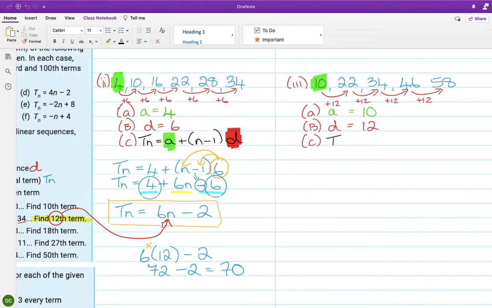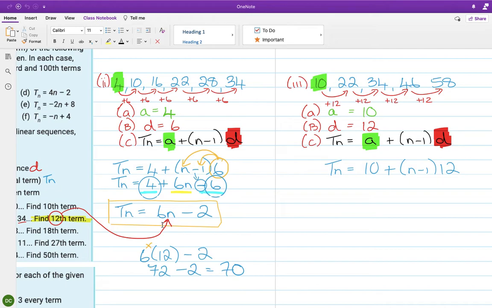Part C then, we're going to do the general term. So we write down the formula. A plus n minus 1 times d. And these are going to get replaced and everything else is going to stay the same. So Tn equals A becomes 10 plus bracket n minus 1 bracket and d becomes 12.